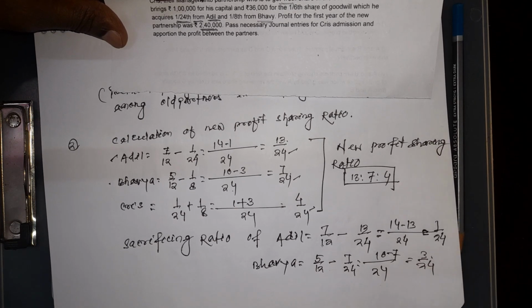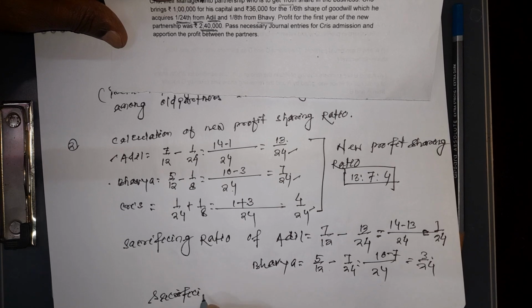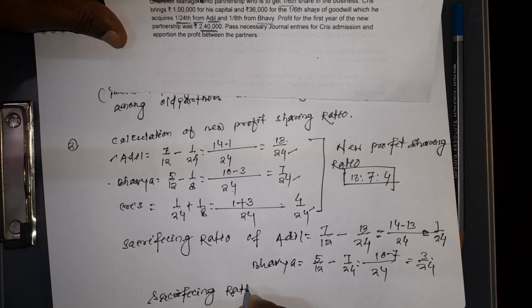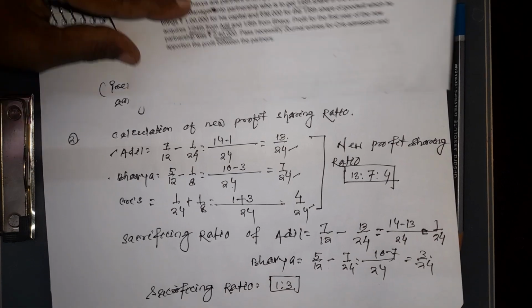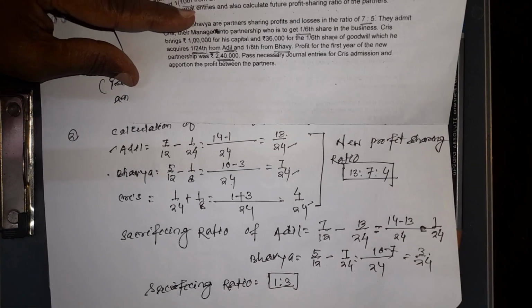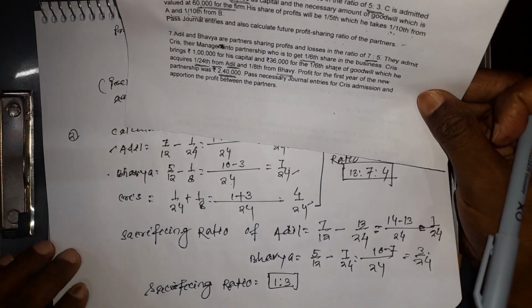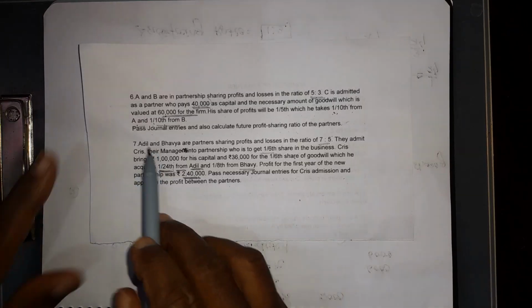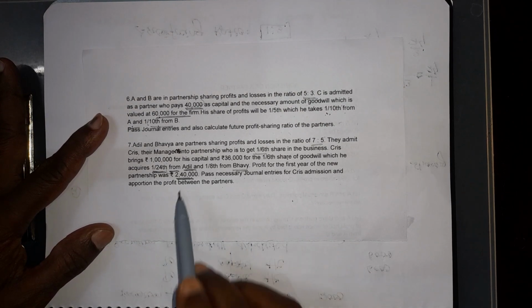So now you see, the sacrificing ratio is 1 is to 3. This is the sacrificing ratio. This ratio will be used for the distribution of premium for goodwill. Clear? Now I am going to pass the journal entries regarding the capital, premium for goodwill and the profit.